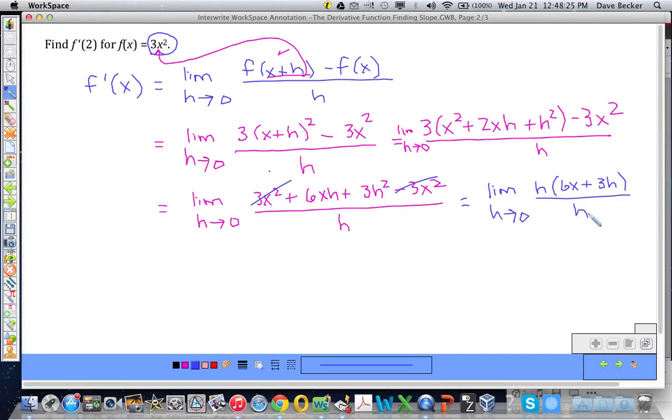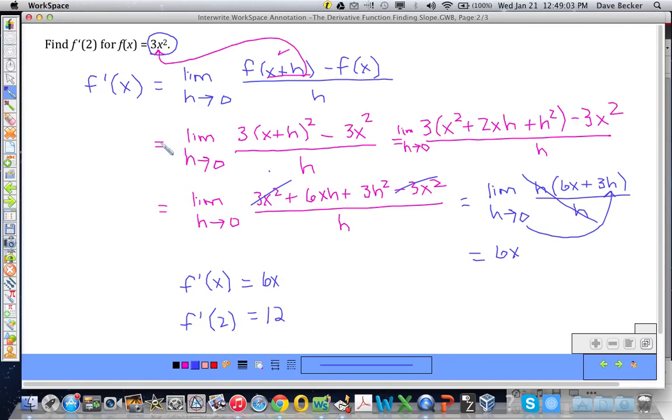And isn't life wonderful now? Because we get to do kapow. And the h is gone from the denominator. So now I can do direct substitution of 0 for the h, and 6x plus 3 times 0 is simply equal to 6x. So what we are saying is that the derivative of the function 3x squared is equal to 6x. Okay? And so f prime of 2 is equal to 12.